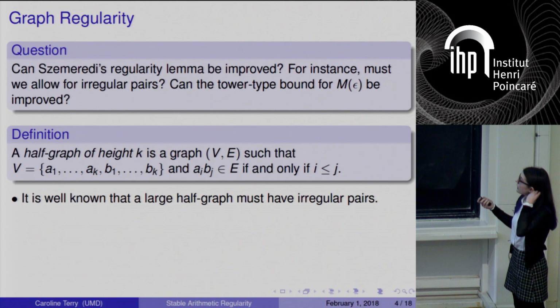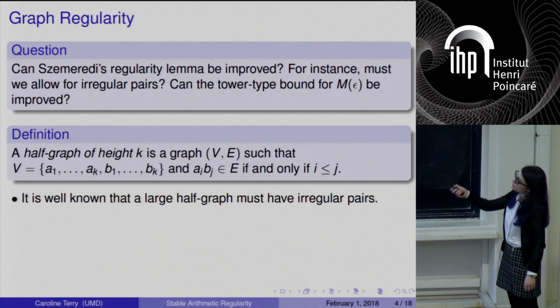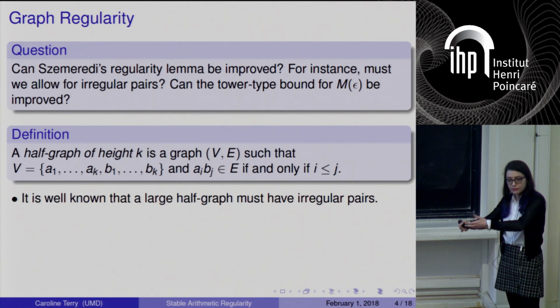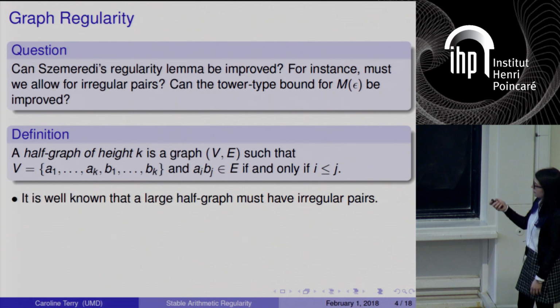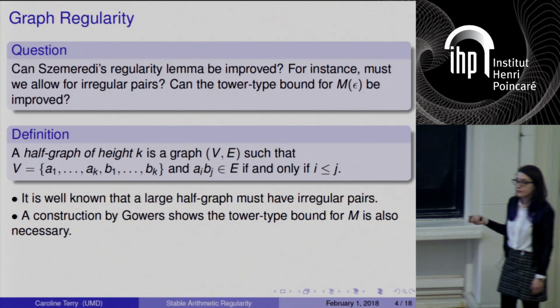Then it's well known that large half graphs must have irregular pairs. This is the canonical example of a graph where, when you go to apply the regularity lemma, you have to allow for irregular pairs. There are always going to be irregular pairs. On the other hand, a construction of Gowers shows that you have to have a tower type bound for the M. So neither of these two aspects of the regularity lemma can be improved in general.